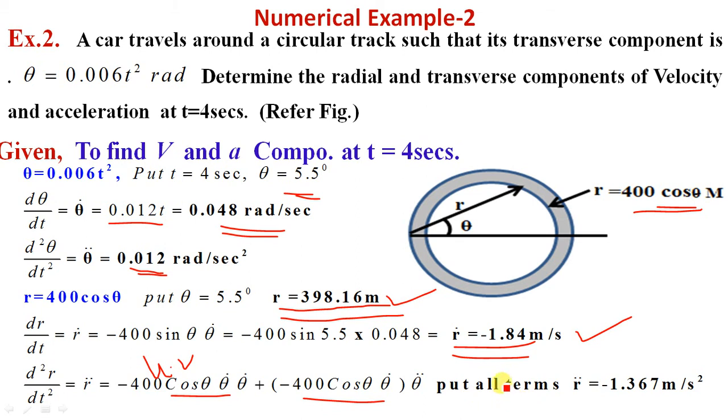Now putting in all the terms, you will get r double dot is minus 1.367 meter per second square. Here substitute the value of θ as 5.5, θ dot as 0.48, and θ double dot, which we have already found, that is 0.12. All the values you have to substitute and calculate, so you will get r double dot is minus 1.367. So r dot is known, r double dot is known, then θ is known, θ double dot is also known.